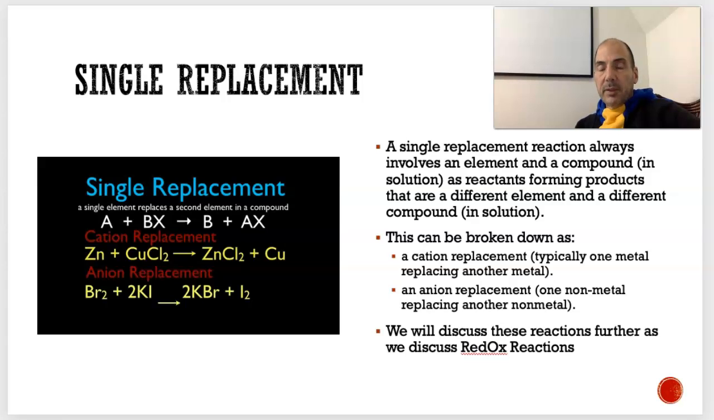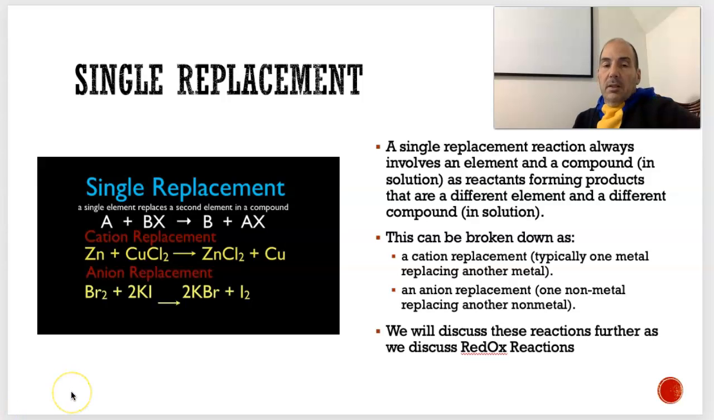Now, single replacement, on the other hand, is something that comes up a bit, and I know some people call it displacement. What's the difference? Okay, so single replacement always takes the form of an element plus a compound, which is in solution form, as reactants, forming a different element and a different compound in solution. So it's element plus compound, element plus compound.